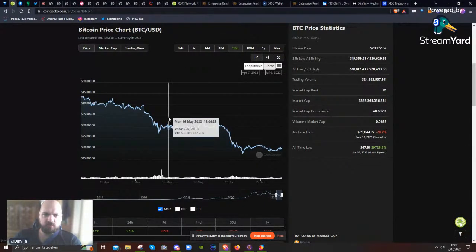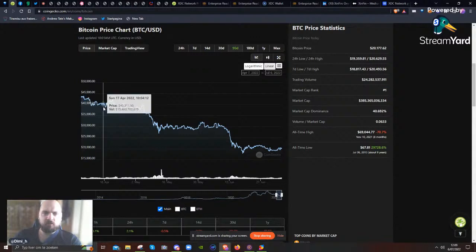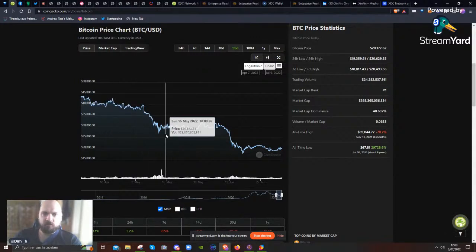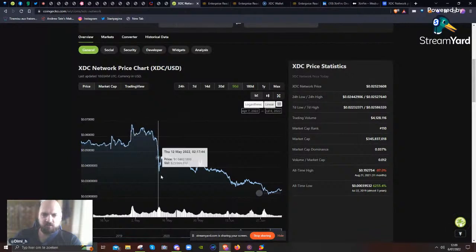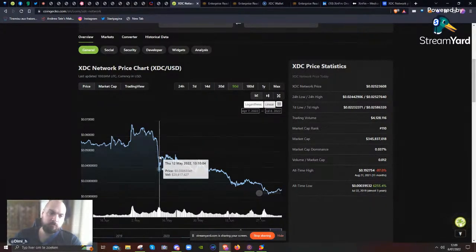90 days. We've got some stairs, I'd call them. Sideways trading, fall down, sideways trading, fall down. As here with XDC, it's more an immediate fall down, and here during the Terra Luna debacle, fiasco, or Bitcoin dump by reason of Terra Luna, you can immediately see here something got wrecked.